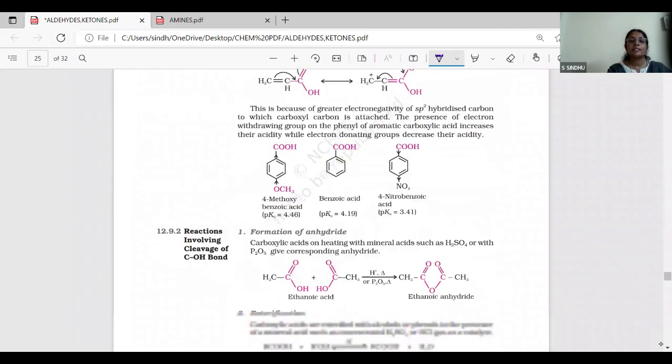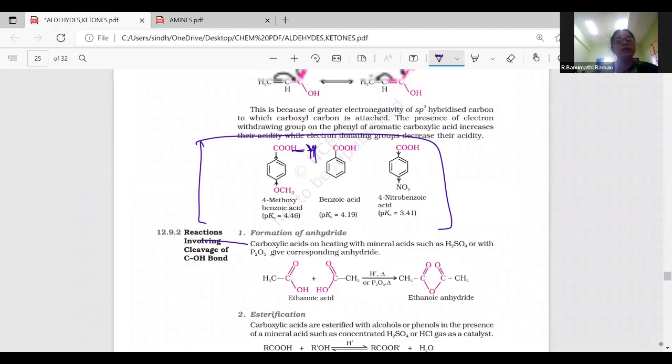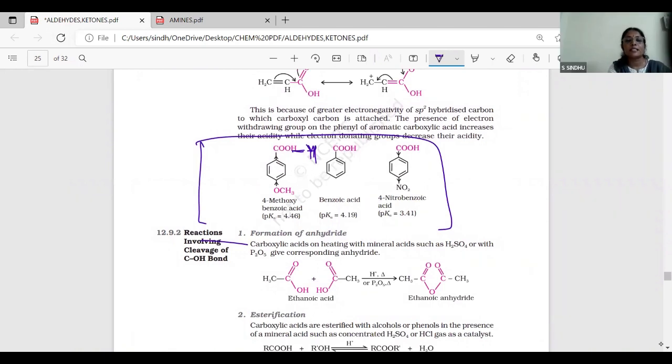And again, in the presence of electron releasing and electron withdrawing groups on the aromatic ring, just like we discussed the other day for alcohols, if you have an electron releasing group, the polarity of the OH bond will increase or decrease? Decrease. Yes, OH bond polarity decreases, so it is less acidic. So pKa value is high, so less acidic. Whereas an electron withdrawing group will pull the electrons, making the OH bond more polar, so pKa value is less. With neither group, benzoic acid comes in the middle.